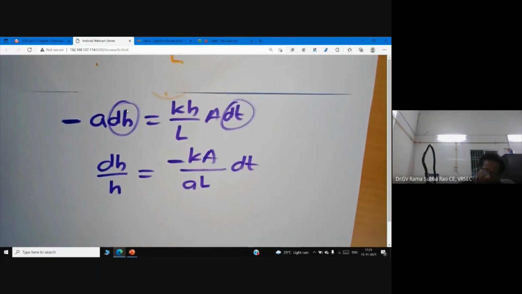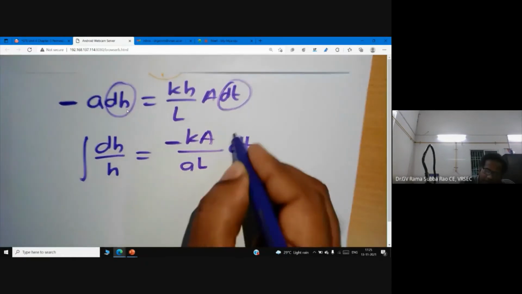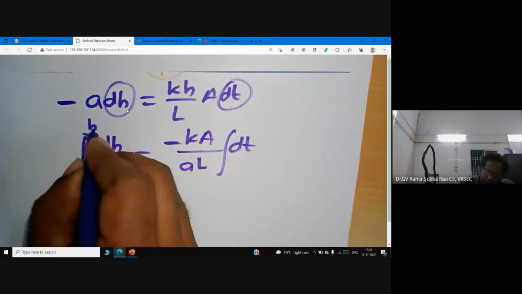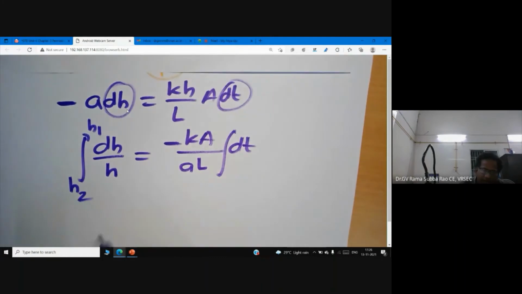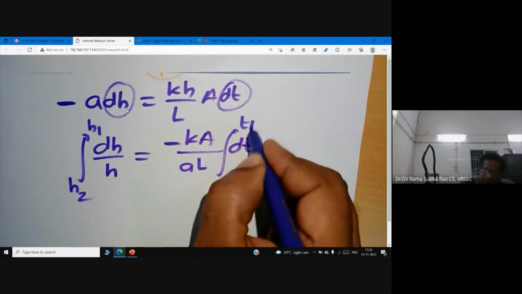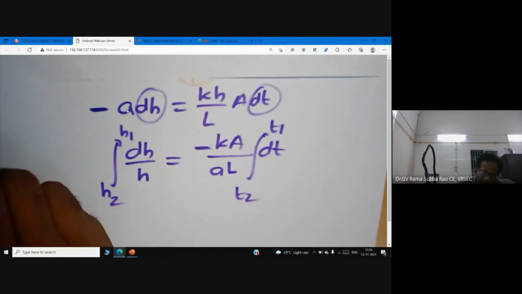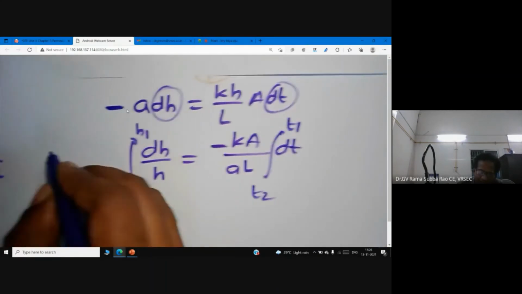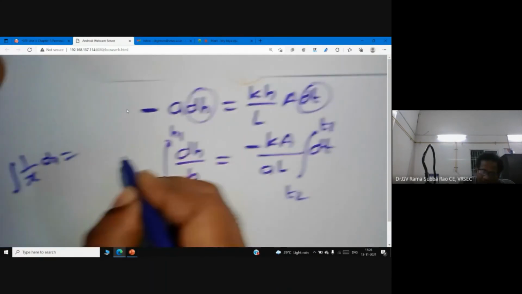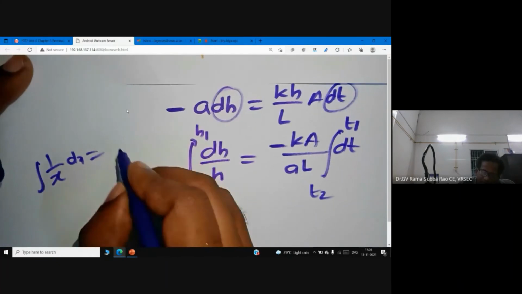Now I will apply integration. The head is falling from H1 to H2. Am I correct? H1 is greater than H2. The time is also going to change from T1 to T2. So I'm going to integrate now. Everyone knows the story of integration: integral of 1 by x dx is log x.